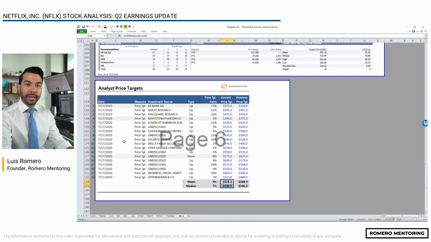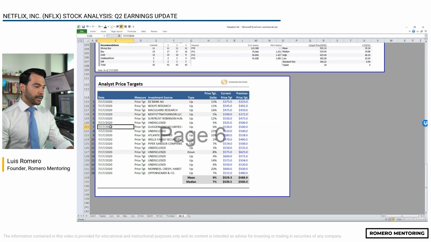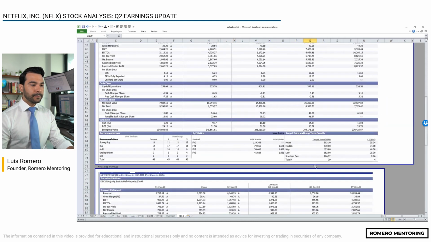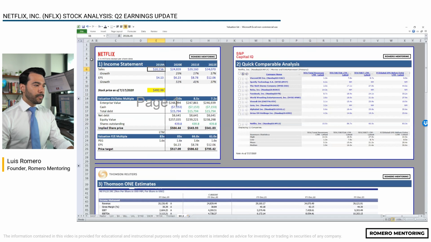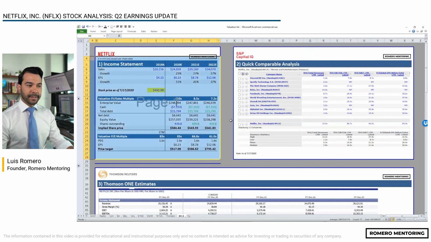Let's say $530 would be the average price target as of July 17 from all of these 18 analysts that provided the information. And again, this is coming from the database Thomson Reuters. So I'm sharing this with you because then we're going to look at our own price target. So let me scroll up and come over here to my very simplistic analysis valuation.